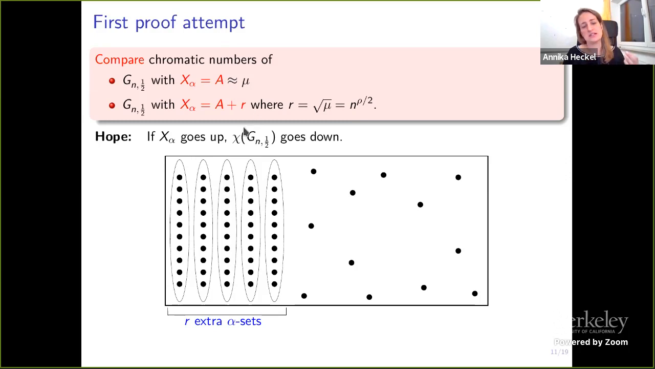And I wanted to show that if you put in all these R extra alpha sets, then the chromatic number goes down by a corresponding amount. Or conversely, if I have a coloring and I take out some alpha sets, then this increases the chromatic number by a corresponding amount.